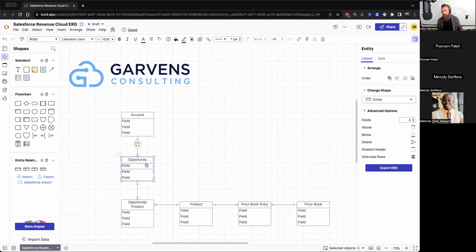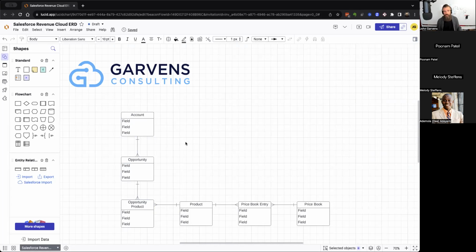So I create an opportunity record on the account. I can create as many opportunity records as I want. Again, if you're new to ERDs or entity relationship diagrams, this little pitchfork down here at the bottom indicates to me that this is a one-to-many relationship. One account can have many opportunities. One opportunity can have many opportunity products. Similarly, a product can be used as an opportunity product on many opportunities.